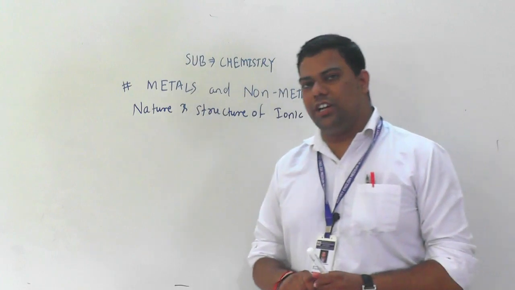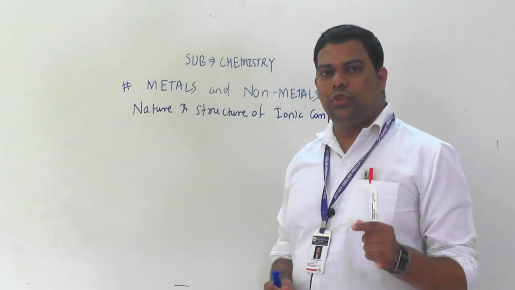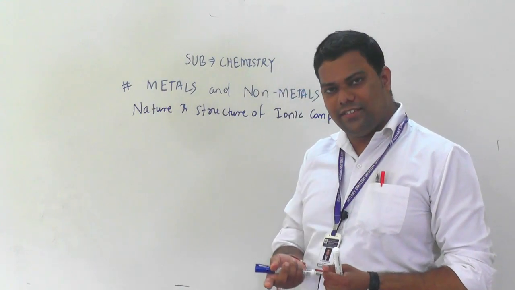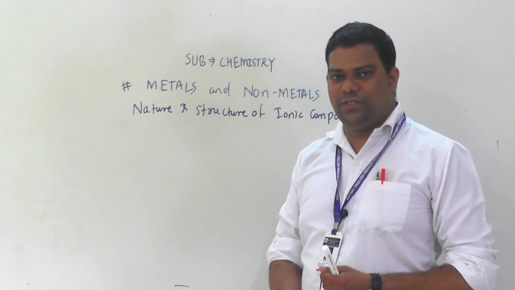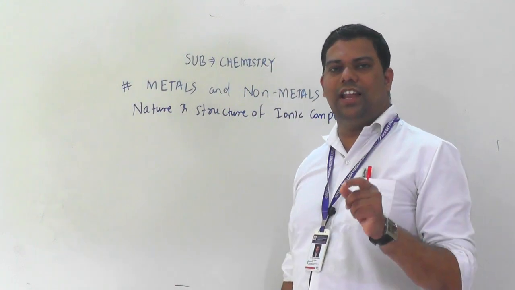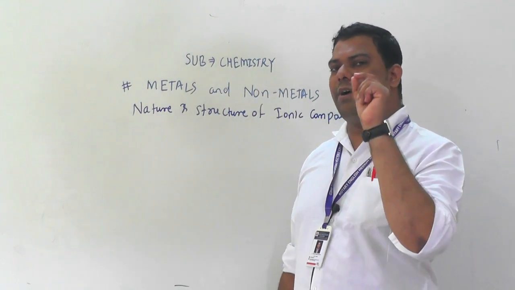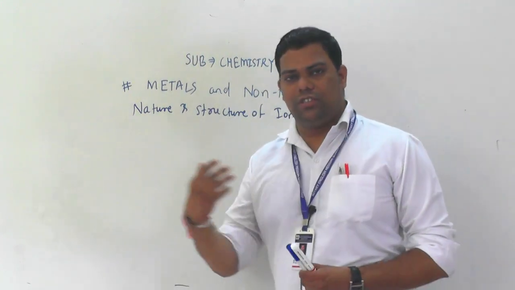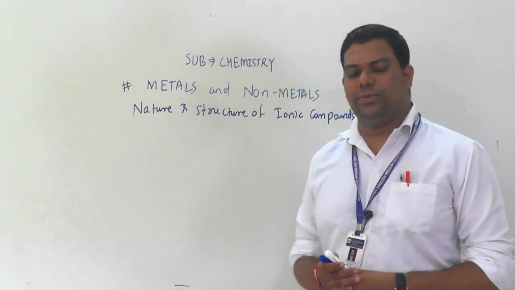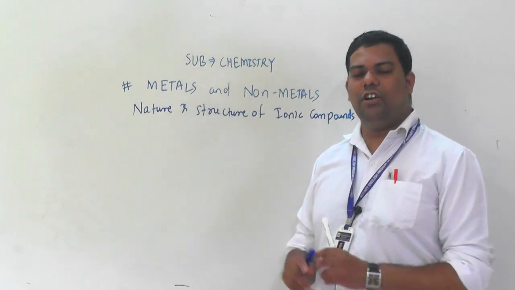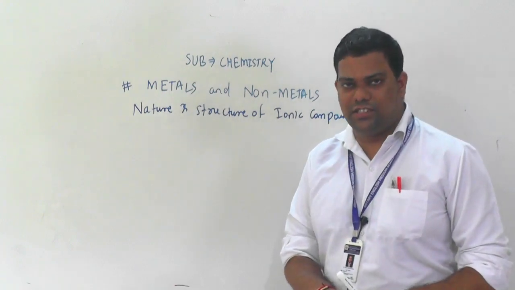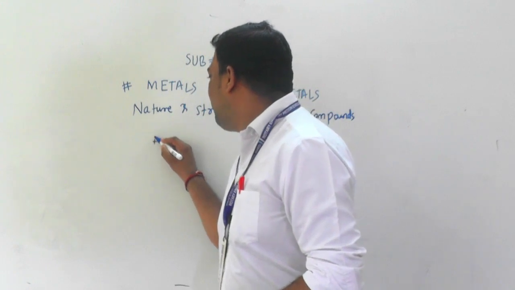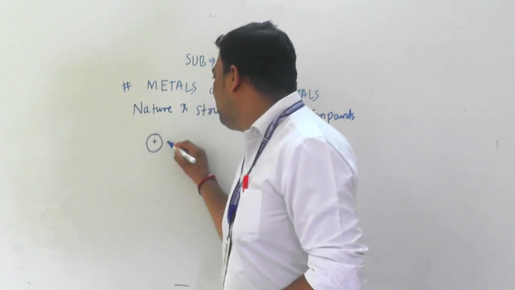If you are considering each cation, it is not attracted by a single anion but by a number of anions. And a single anion is not only attracted by a single cation but by a number of cations. Whatever we are going to draw here, that species we call a cluster of ions.